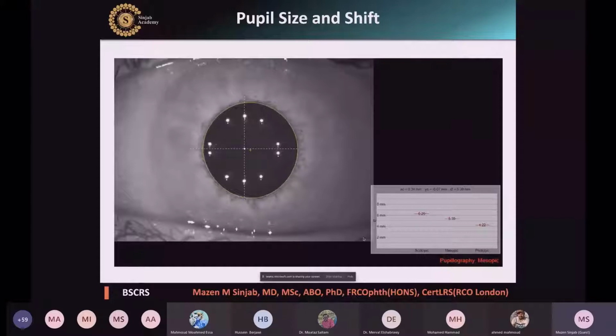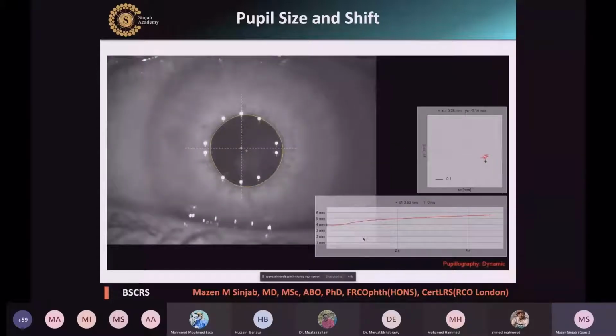In addition, we have to study the pupil shift during dynamic pupillometry. The dynamic pupillometry studies the behavior of the center of the pupil between the scotopic, photopic, and mesopic conditions of illumination. So as you see, the red line shows how wide the range of movement of the pupil center is.